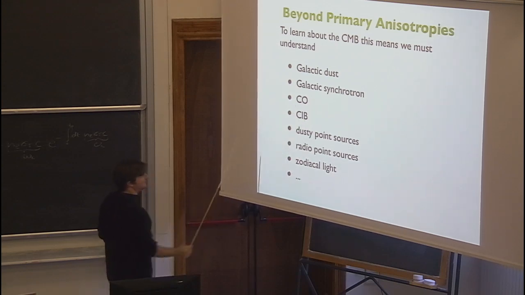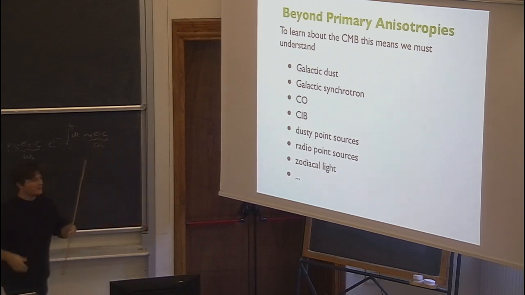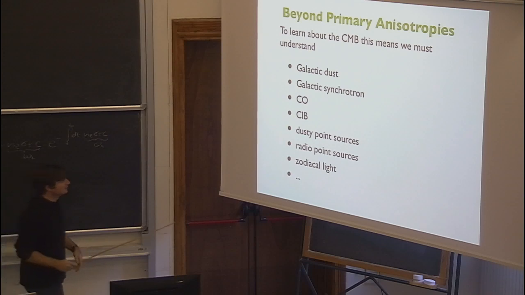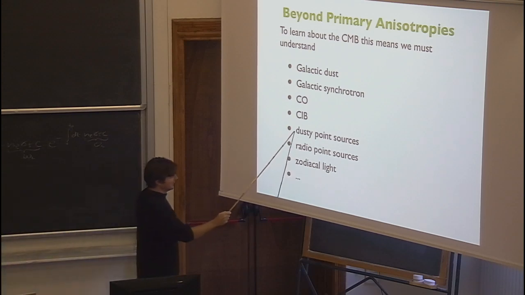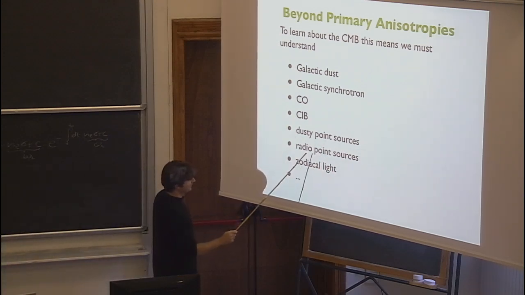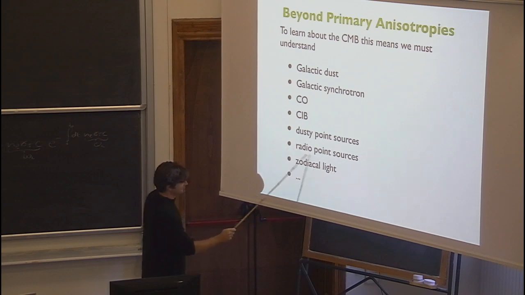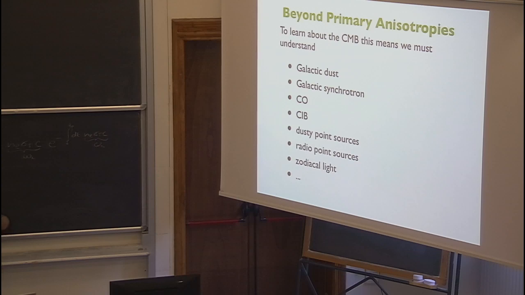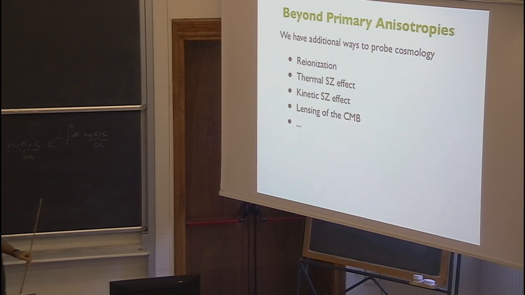Then there's the cosmic infrared background, which is emission from far away dusty galaxies, far away, but obviously not as far as the cosmic microwave background, so along the line of sight. And then there's dusty point sources, radio point sources. There's the zodiacal light, which is light that scatters off things in the solar system. So these are all things that you can see in the maps.